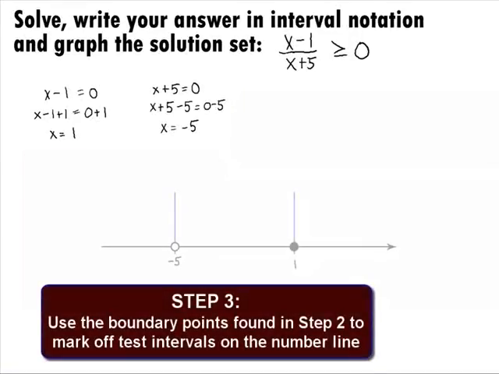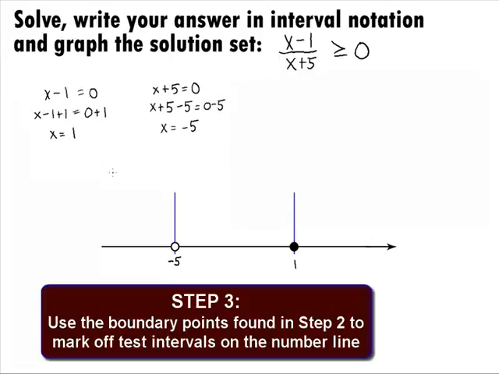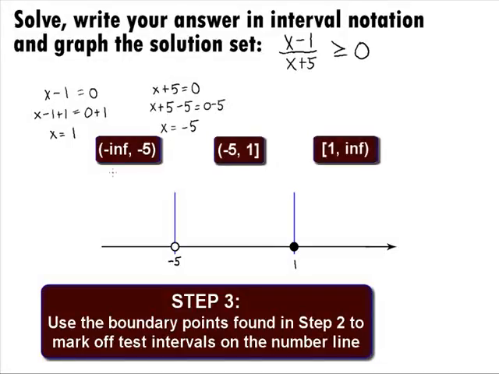In step 3, we want to use the boundary points from step 2 to mark off test intervals on the number line and list all the factors found in step 2. Here we have marked off our boundary points of negative 5 and 1. Note that we are using an open hole at negative 5 because this is the value that causes the denominator to be 0, so we cannot include that value. But we will have a closed hole at x equals 1 since we need to include where this rational expression is equal to 0. Note that our boundary points mark off three sections on the graph: negative infinity to negative 5, negative 5 to 1, and 1 to infinity.